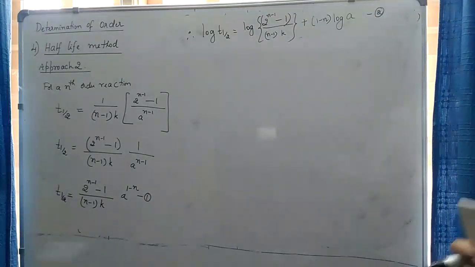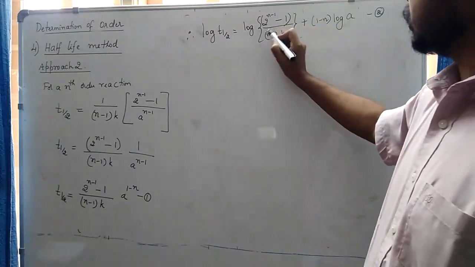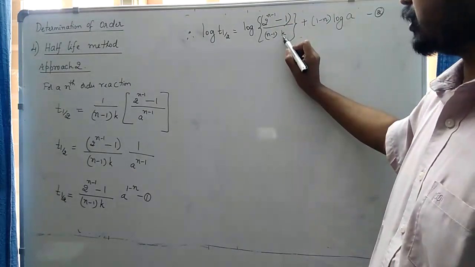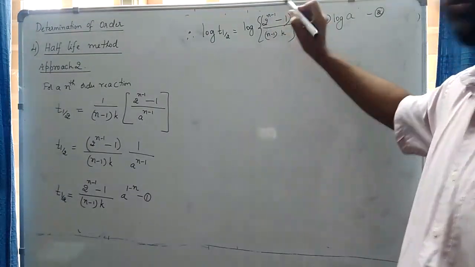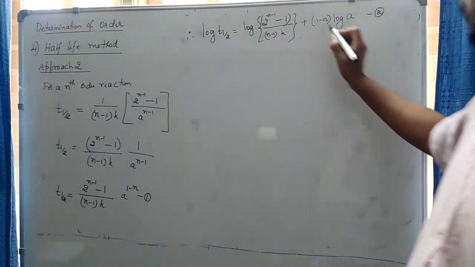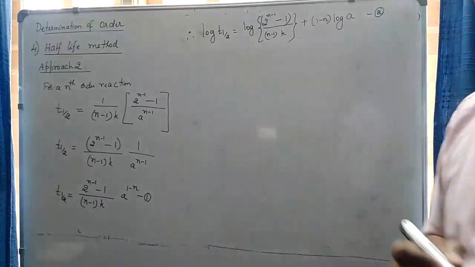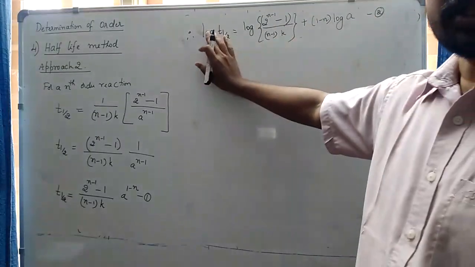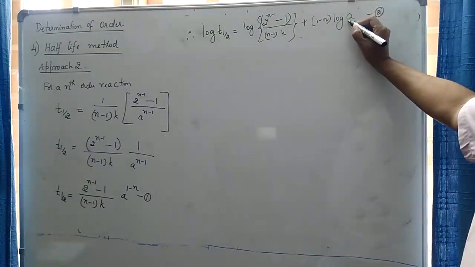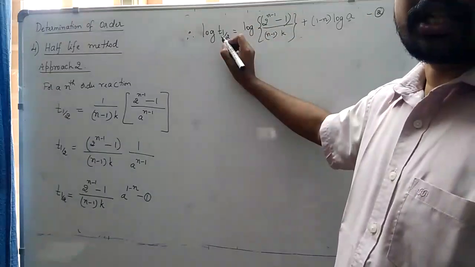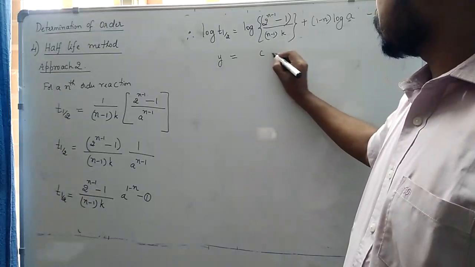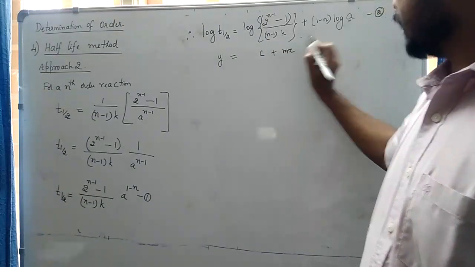Now if you carefully look at this equation, this term here, n is a constant, order is a constant, k is a constant, so this whole term works out to be a constant, and this term 1 minus n is also a constant. So the only variables are log T half and log a. If you vary the concentration, log T half also varies. So this equation is of the form y is equal to c plus m into x.